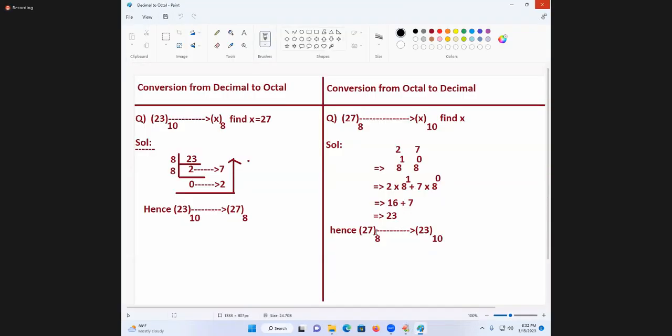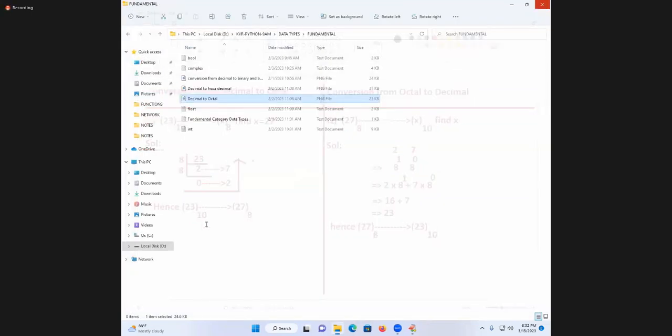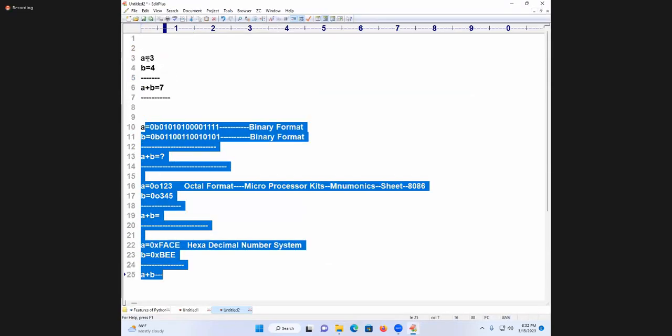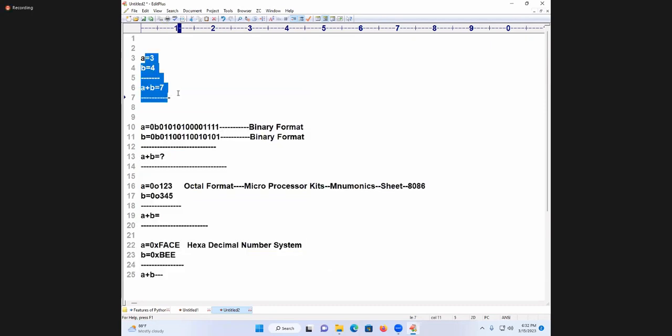So the conclusion today is that irrespective of the type of number system data you represent, Python programming automatically converts it into what format? Understandable format. So octal is converted into decimal, where it can be easily understood by the programmer. Hexadecimal, which is not understandable by the programmer, is automatically converted into decimal. Binary also is converted into decimal.